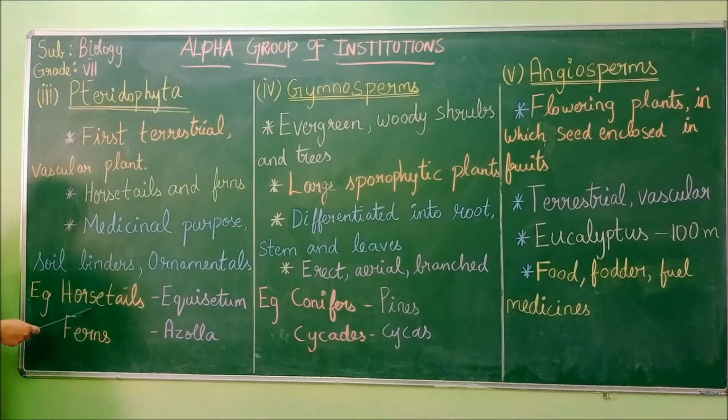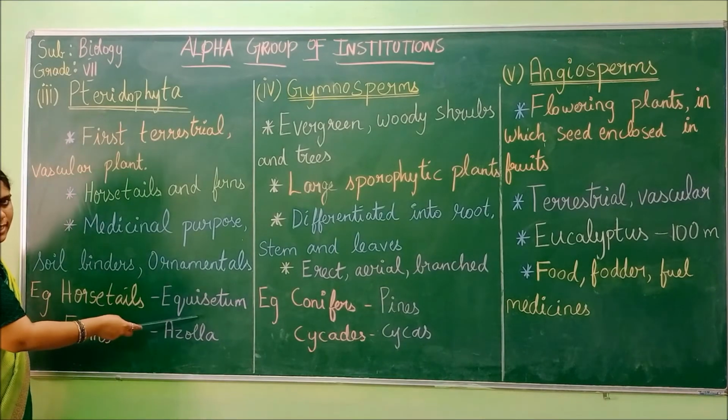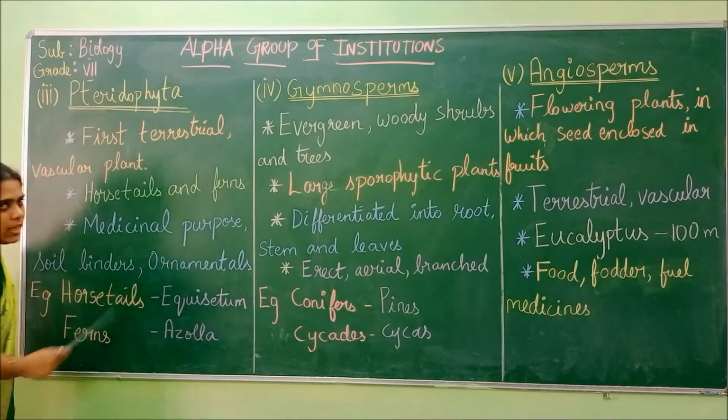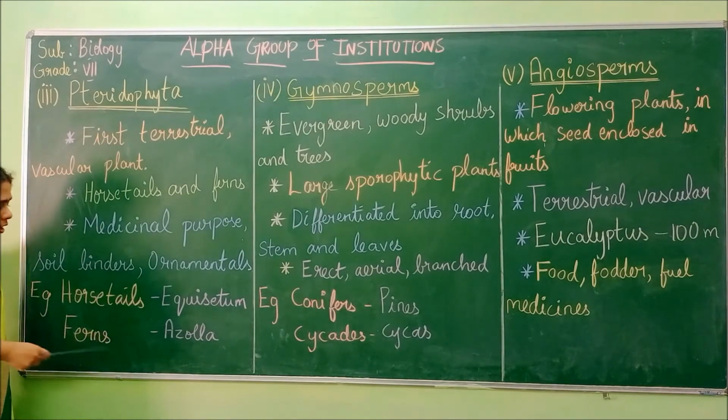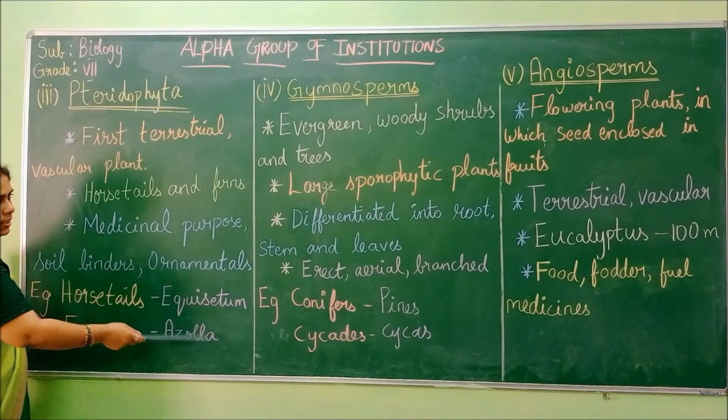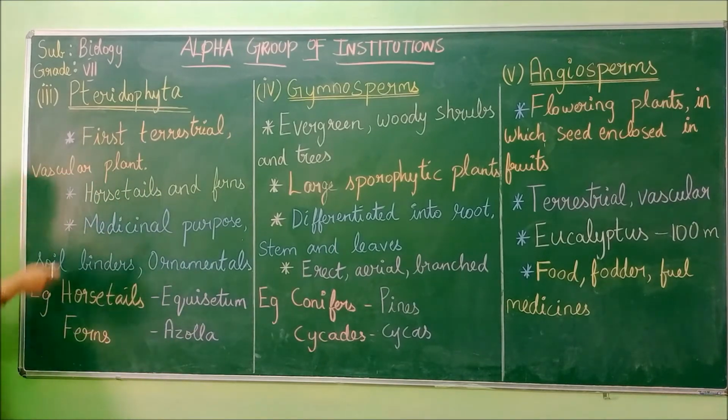Example: under horsetails, Equisetum is the example, and under ferns, Azolla is the example. So, these are the characteristics of Pteridophyta.